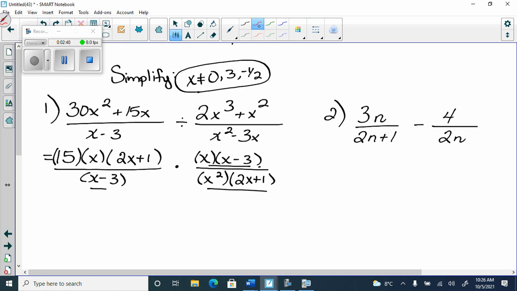Okay, then, once I have my NPV stated, I can draw a full line across. x minus 3's cancel. This x takes off one of these. This x takes off the other one. 2x plus 1's cancel. And I'm left with 15 over 1. Do I have to write the 1 if it's in the denominator? No. Do I have to write the 1 if it's in the numerator? Yes. So it's going to be 15. x can't equal 0, 3, negative a half.